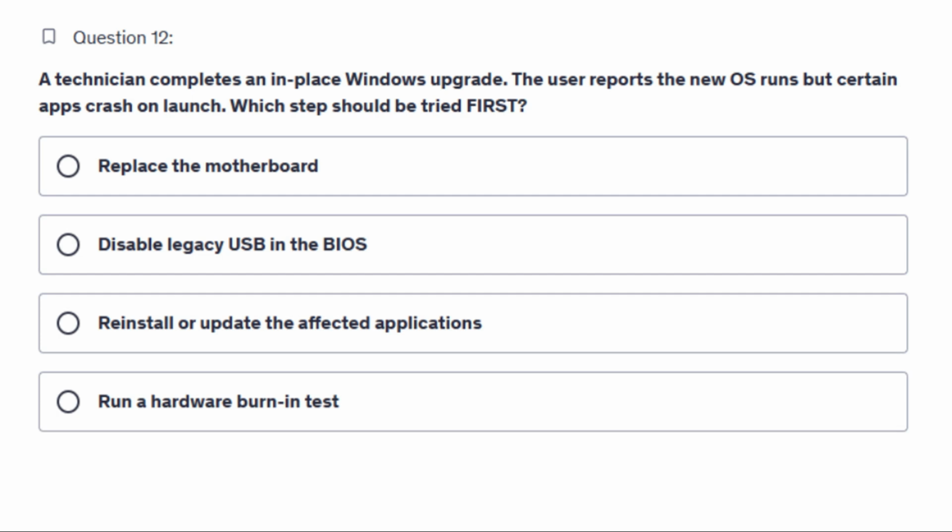The next question is, a technician completes a Windows upgrade. The user reports the new OS runs but certain apps crash on launch. So which step should be tried first? The first option is replace the motherboard. Second option is disable legacy USB in the BIOS. Third option is reinstall or update the affected applications. And the last option is run a hardware burn-in test. So let's check the correct answer for this question.